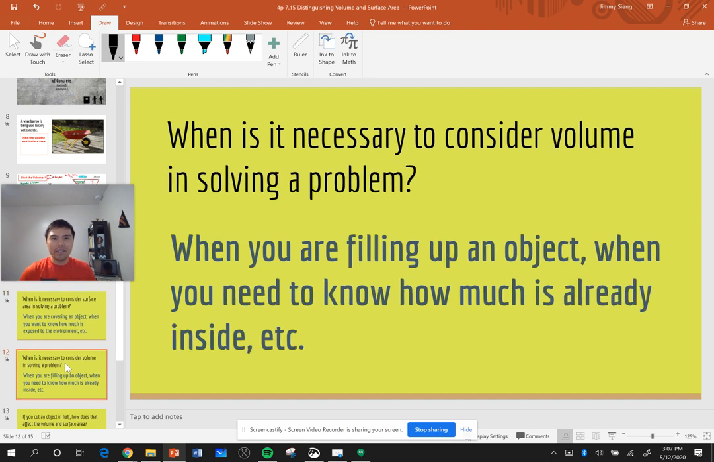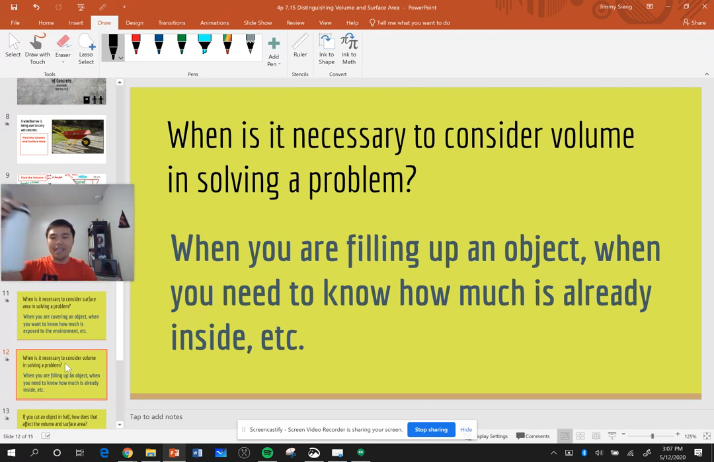When is it necessary to consider volume in solving a problem? When you're filling up an object. Remember, volume is how much space is being filled up inside some kind of container, some kind of 3D object, and anything similar to that, right? So if I was to get this, the volume is going to be inside this water bottle, right?